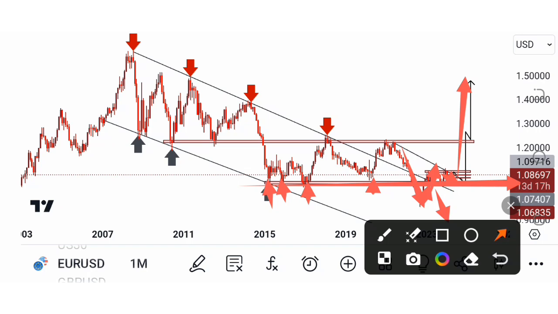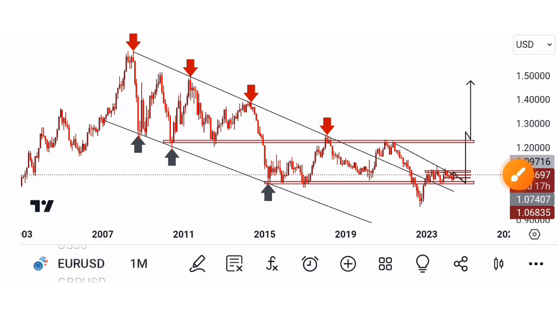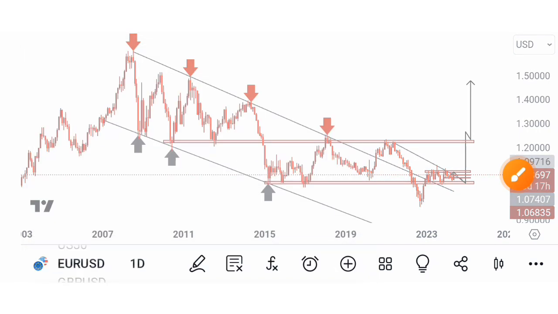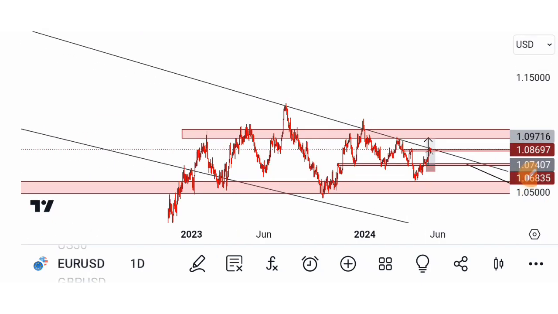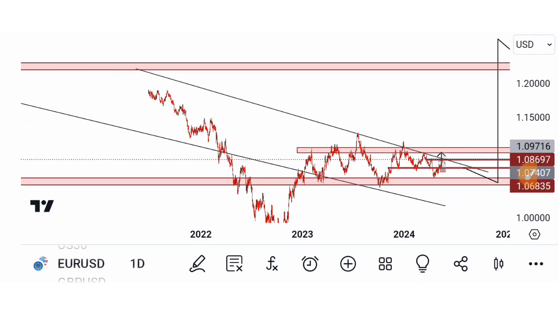So again, this is where I'm looking for buys, and this is why on this particular instrument at the moment I am bullish. So how you can trade this market is you need to go to a smaller time frame. Let's go to the daily time frame, and over there we want to identify areas of interest that we could potentially buy from.